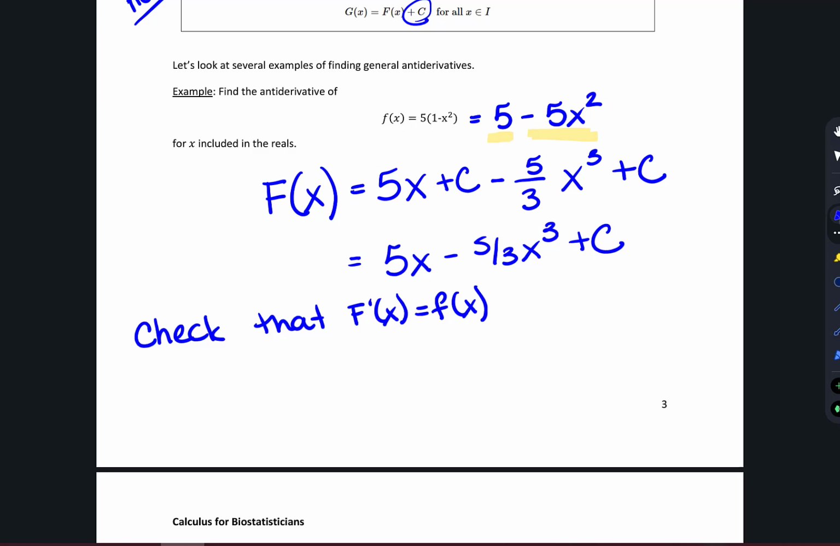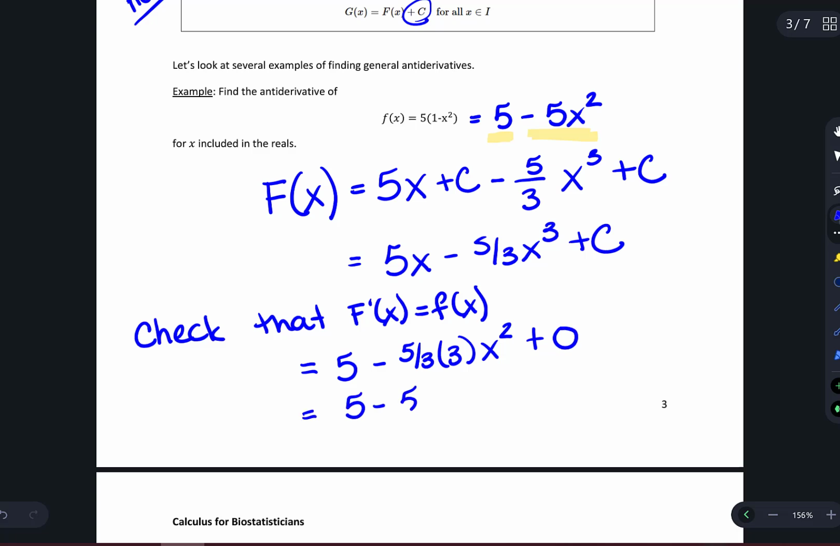So looking at capital F, if I take the derivative of 5x, I'm going to end up with just 5. If I take the derivative of the minus 5/3 x cubed, I'm going to end up with minus 5/3 times 3 times x squared by the power rule. And c is again just a constant, so the derivative of that with respect to x is 0. And so notice here I end up with 5 minus 5x squared, which is in fact equal to f of x. So that one checks out.